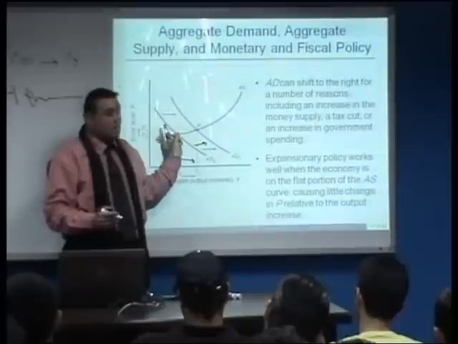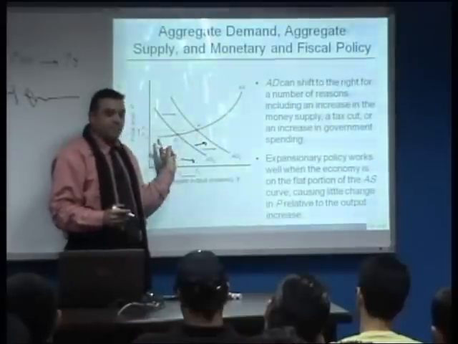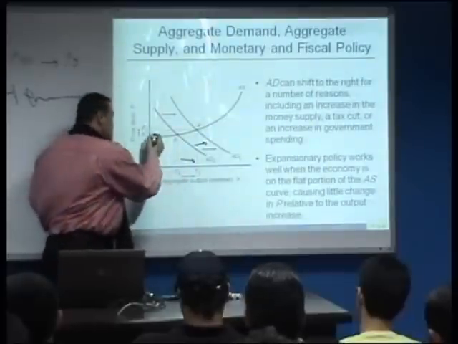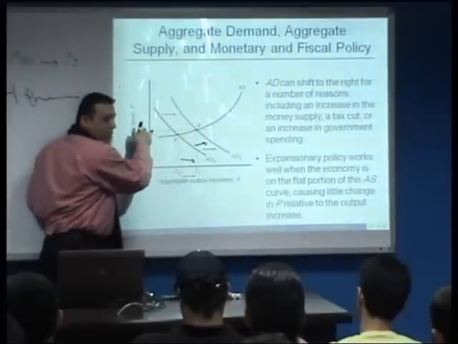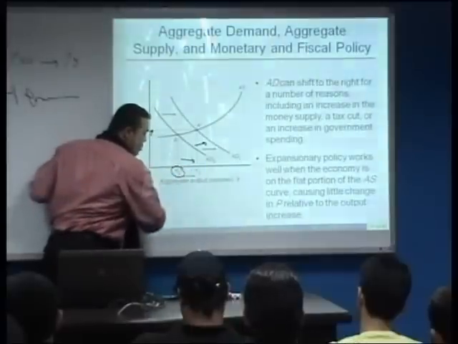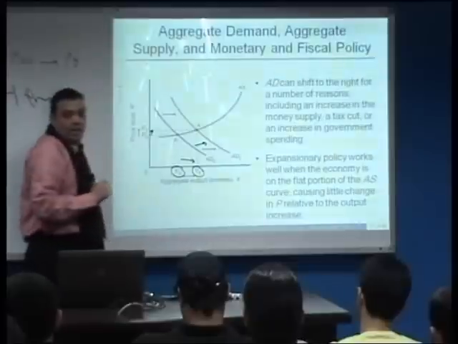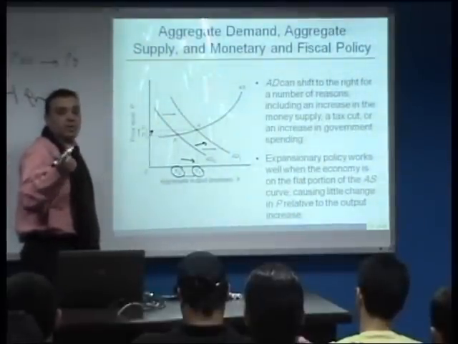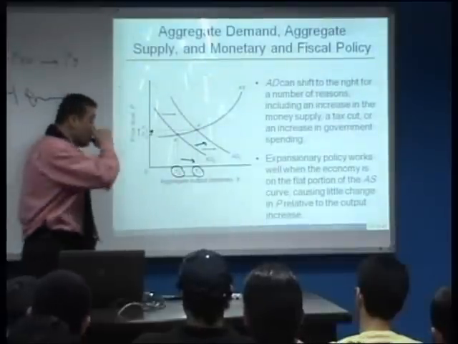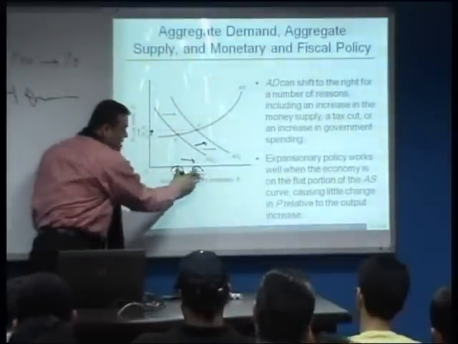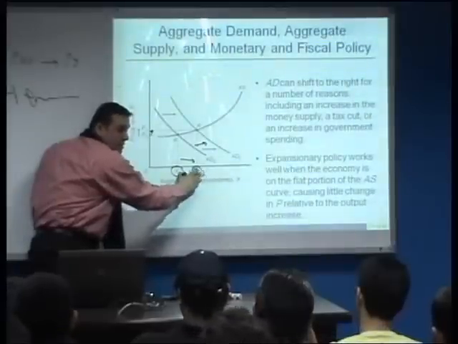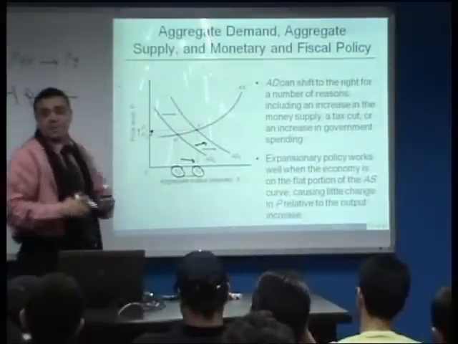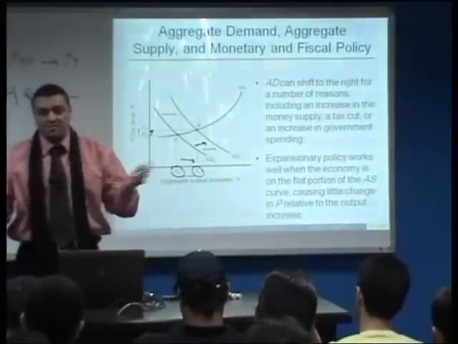So we have a new equilibrium point from A to A dash. This leads to increasing the prices from P0 to P1, and increasing Y from Y0 to Y1. Right? Which changes more, Y or the prices? Exactly. So in this case, the increase in the aggregate output level is larger than the increase in the price level. So in this case, the expansionary policy is effective.